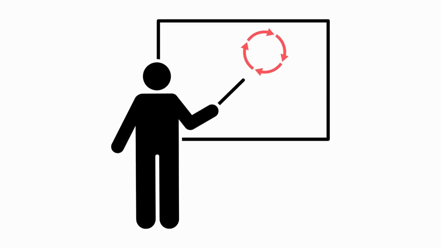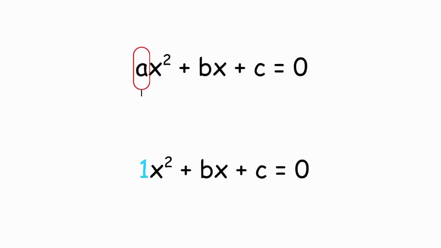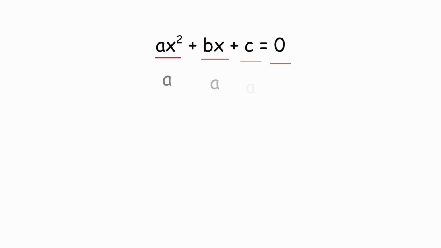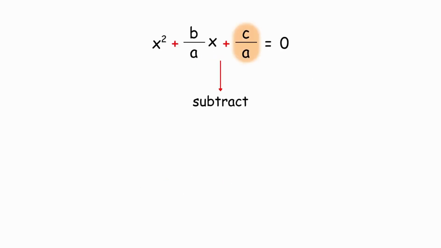As before, we'll use a visual representation to show this process. We have a general quadratic equation, ax squared plus bx plus c equals 0, assuming that a does not equal 0. Like before, we want the coefficient of x squared to be 1, so we'll start by dividing everything by a. This gives us x squared plus b over a x plus c over a equals 0. Now we'll subtract the constant term, c over a, from both sides.